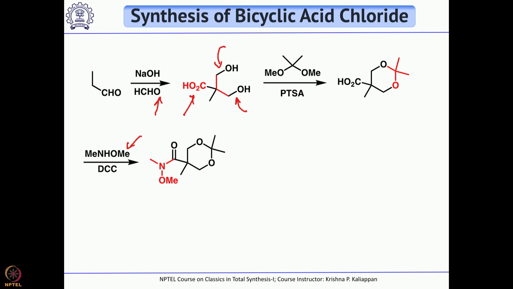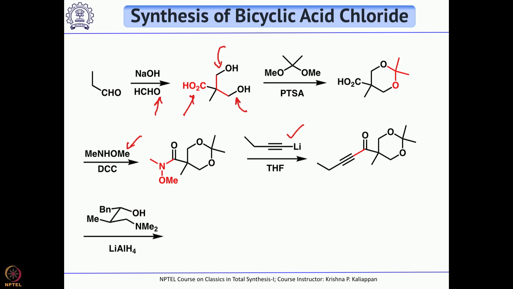Now he took this lithiobutane and added it to this Weinreb amide. As you know, when you have a Weinreb amide, if you add any aryl lithium species or aryl magnesium reagents, you will get the corresponding ketone. So that was the idea, and he could get the corresponding ketone. Now to introduce the chiral center, he used a combination of lithium aluminium hydride and this amino alcohol. It's a chiral one, and that helped in introducing the chiral center.